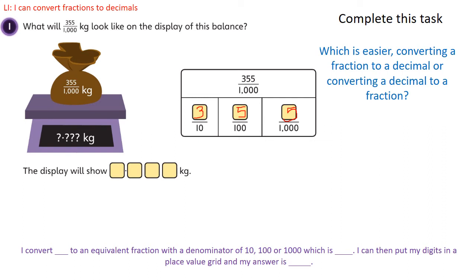So, starting with our thousandths column, we can put a 5 in our thousandths column. We can put a 5 in our hundredths column. We can put a 3 in our tenths column. What do we need to put in there? We need to put in a 0 at the beginning.